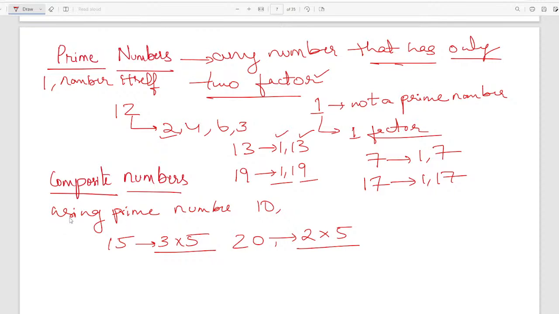What is a composite number? Composite numbers are the numbers that are made up of prime numbers. Or you can say, integers that are not prime numbers are composite numbers. In this case, 15 is a composite number. It is composed of 3 and 5. And 20 can be written as 2 square into 5. It is composed of the primes 2 and 5.